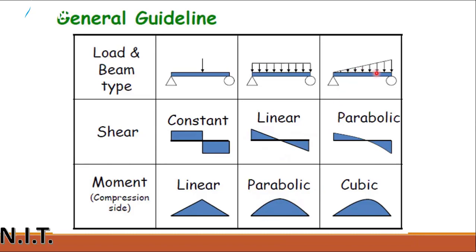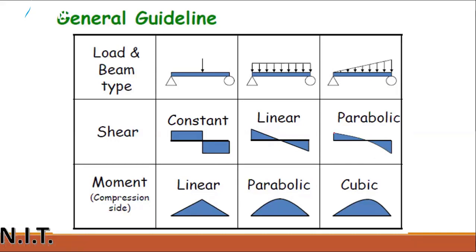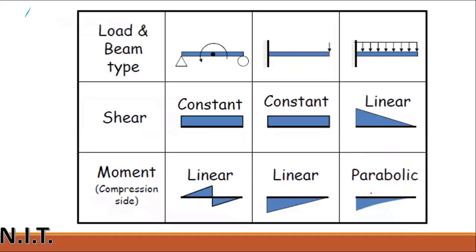Similarly, this is a varying load. This beam is subjected to a varying load. Its shear force line will be parabolic. You can see this line will be parabolic. If the shear force is parabolic, then the moment shape will be cubic. The curve will be a 3-degree curve. It will be cubic in nature.